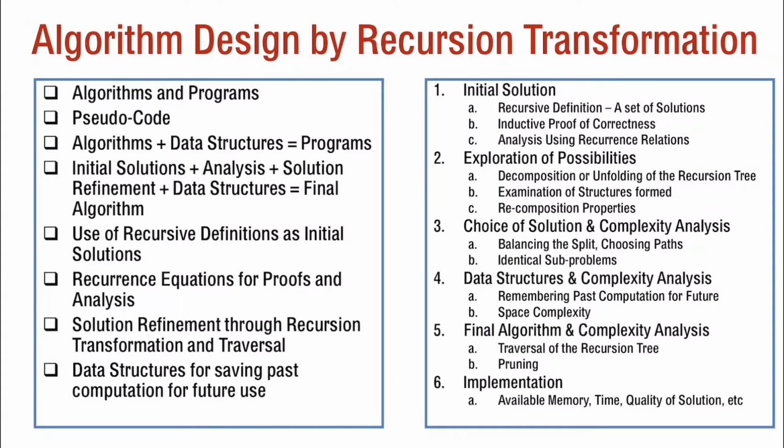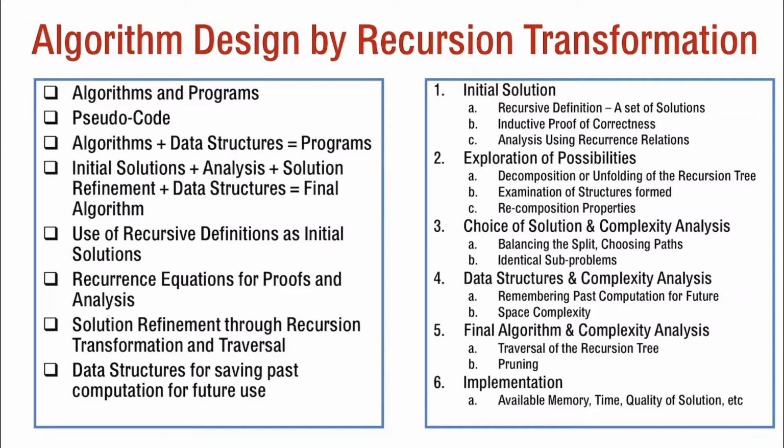Just to recapitulate, our process is to develop initial solutions through a recursive definition, get a proof of correctness, analyze the whole algorithm through recurrence relation, explore the possibilities, decompose or unfold the recursion tree, examine the structures, recomposition, how the solutions are formed from the solutions of the subproblems. Then we see how we choose, whether we have to have balancing of the split, whether we have identical subproblems, and today we shall see another aspect of it.